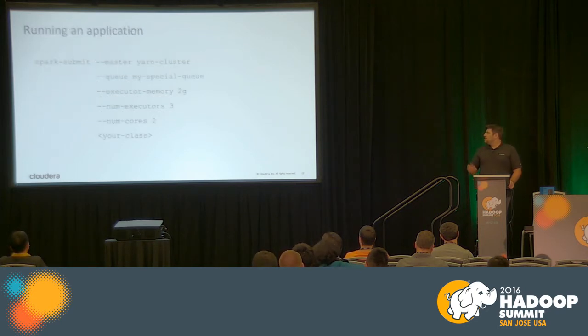So this is how you could specify the queue inside of your job when you're launching your job. You just say --queue and you specify your queue. By default, it uses the default queue, and then you can specify your own queue in this situation.